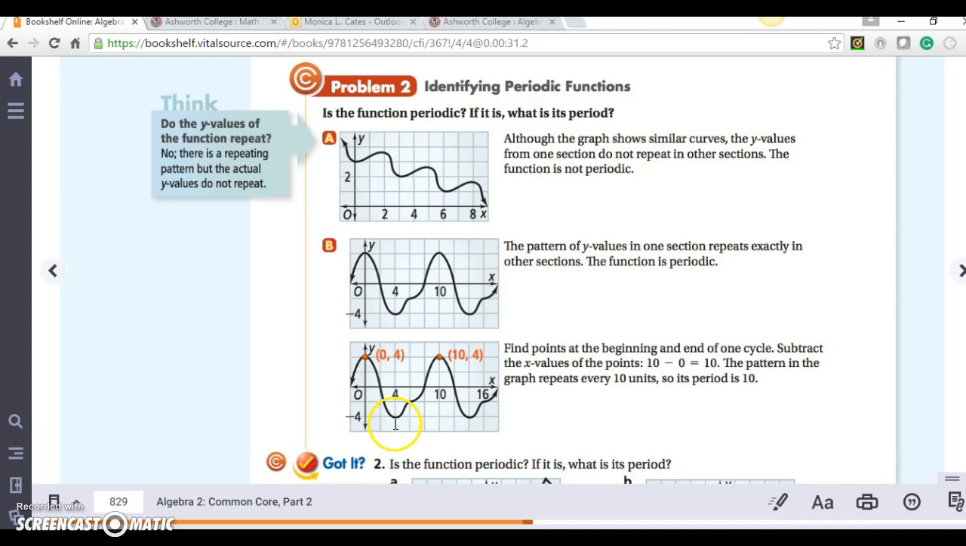I can also choose from a lower peak to a lower peak, and that's from 4 to 14, because it's going by 4s. So from 4 to 14, which is also a period of 10. And I can also use from this curve to this curve. So there's different ways you can look at it, but we should get 10 each time.